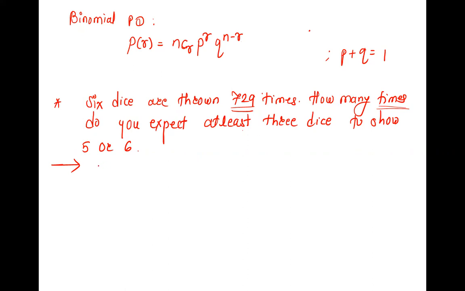First of all, we will need a success. So what is the success here? The success is at least 3 dice to show 5 or 6.